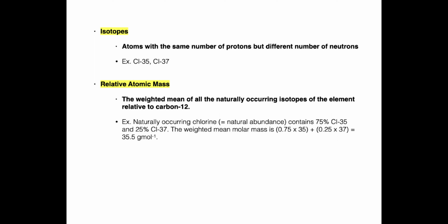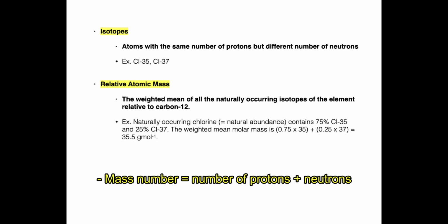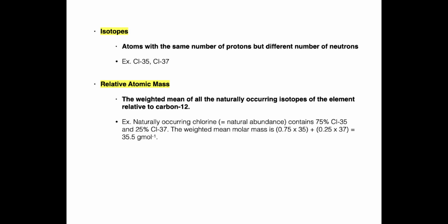Since the atoms are both chlorine, they will have the same number of protons, 17. However, you can see that they have different mass numbers. Chlorine-35 has a mass number of 35, and chlorine-37 has a mass number of 37. Since mass number is the total number of protons and neutrons, we can easily calculate the number of neutrons for the isotopes. The number of neutrons for chlorine-35 will be 18, and the number of neutrons for chlorine-37 will be 20. Because isotopes have the same number of protons, they will also have the same number of electrons.